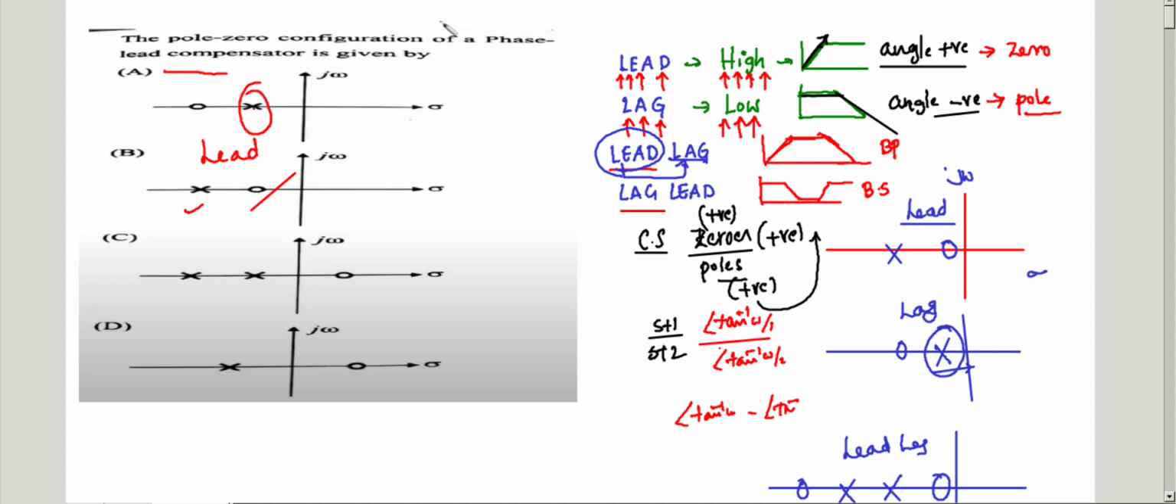Pole is nearer, angle is negative. Angle is negative means option A is a lag compensator. Okay, lag compensator. The last one is an all pass filter. Right. So this is a non-minimum phase system. Right. Next question.